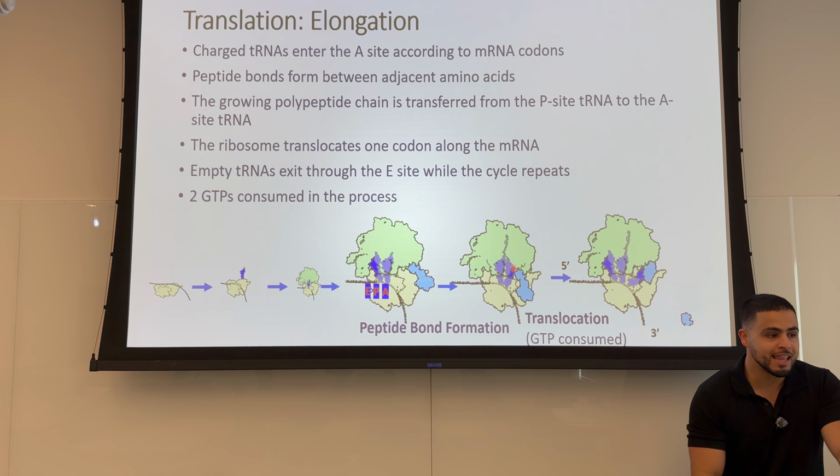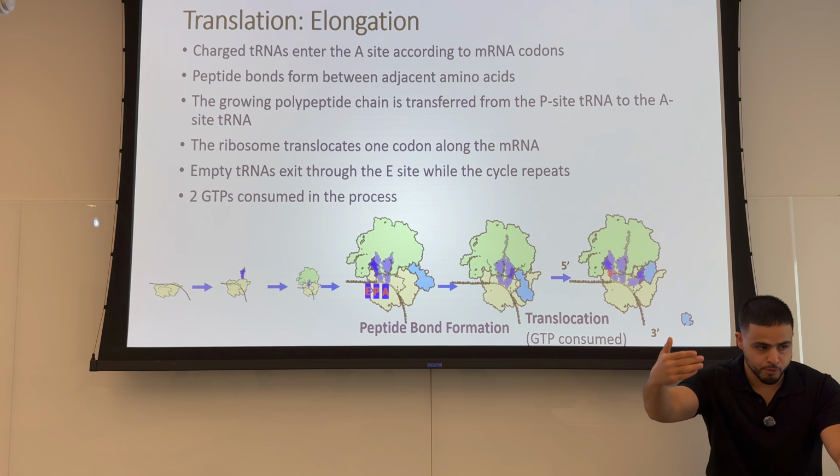When that happens, now the empty tRNA is on the exit site. The one with the growing polypeptide chain, which was initially on the aminoacyl site, is now at the peptidyl site. And now you get the new tRNA that's charged with a new amino acid on this A site. And what's going to happen now is that the one on the E site is going to exit, and you're going to repeat the process.